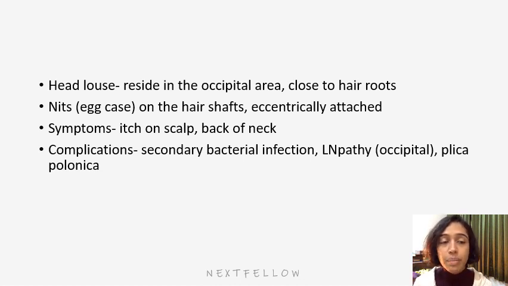Okay. The symptom in head louse infestation, very obviously, is an itch on the scalp, and it can go down to the back of the neck. You may even get an eczema on the back of the neck, okay, because again, reaction to the louse. Complications: secondary bacterial infection, occipital lymphadenopathy, and plica polonica, which is basically a tangling and matting of the hair. It's usually in unkempt people, secondary to severe louse infestation.